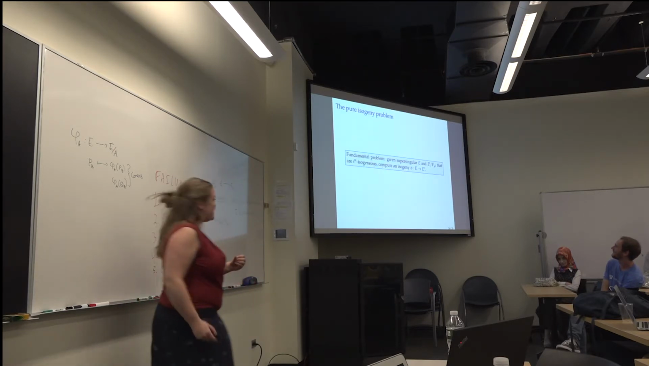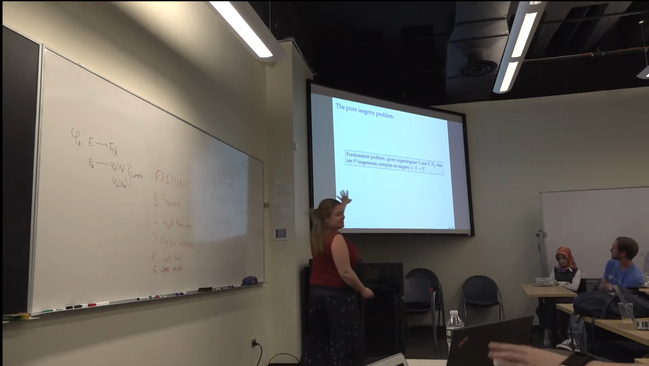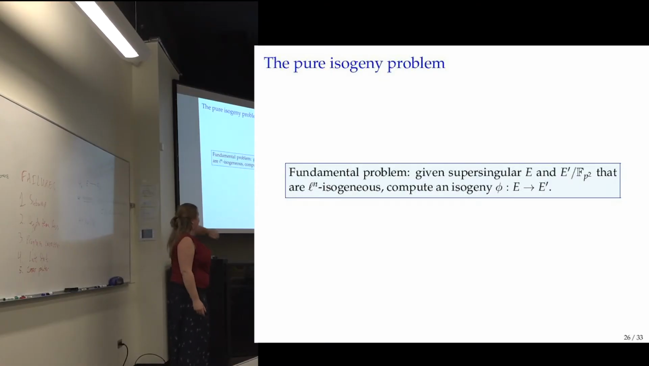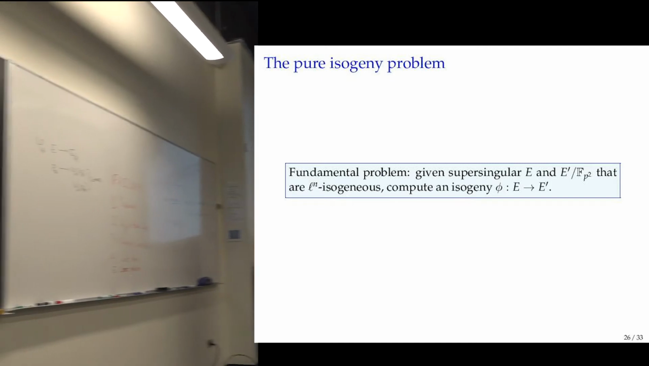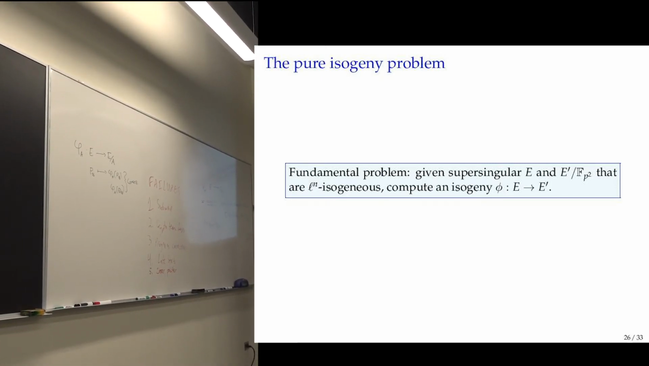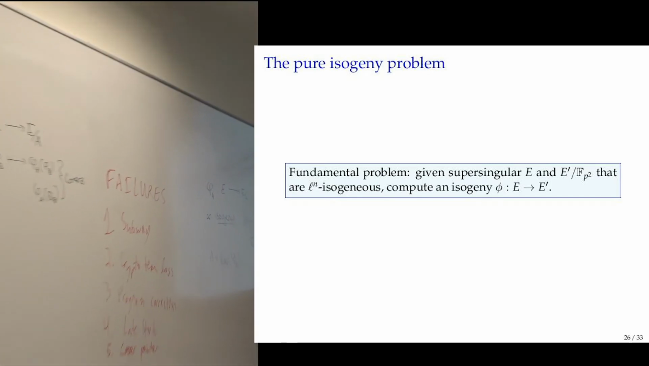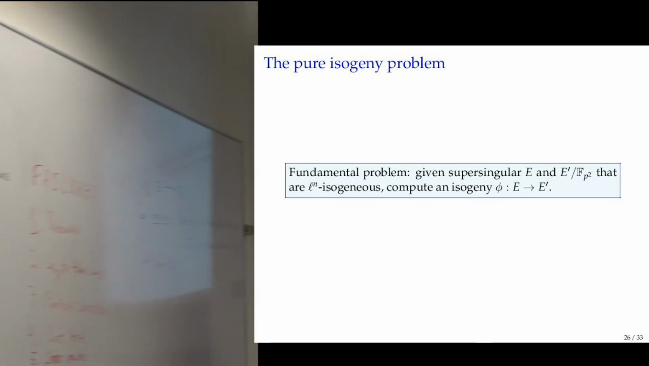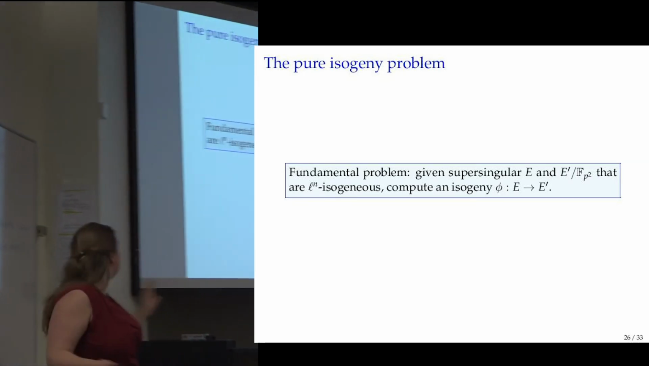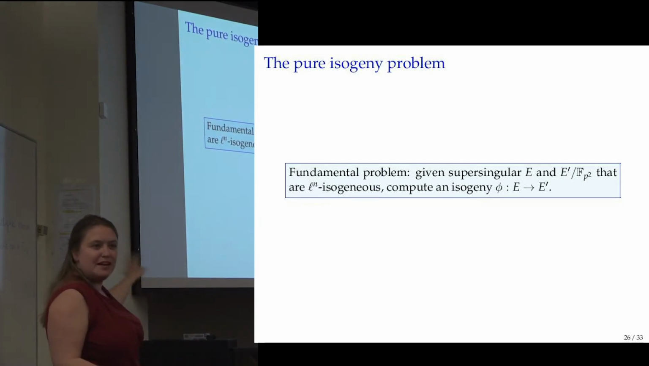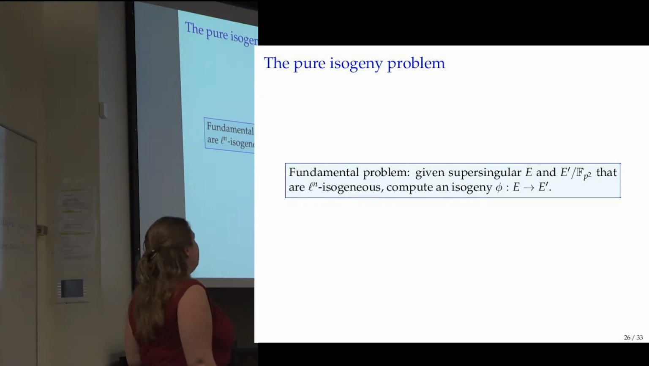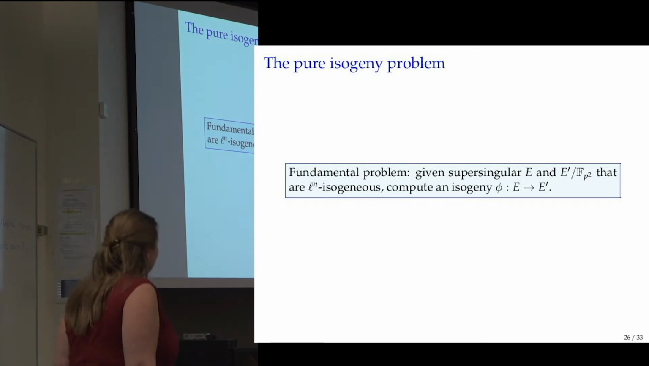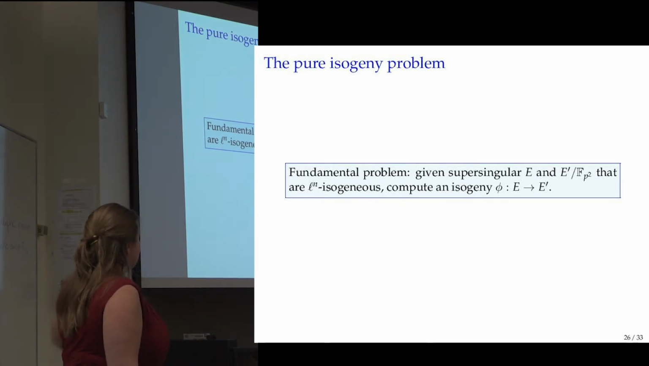So this is the fundamental problem: given supersingular elliptic curves E and E prime over F p squared that are L to the n isogenous, where L is 2 or 3, compute an isogeny between them. It doesn't necessarily have to be the same one. If you compute any isogeny, any map that's also a group homomorphism, then you're done. Okay, so what are lots of ways that you can't do this?